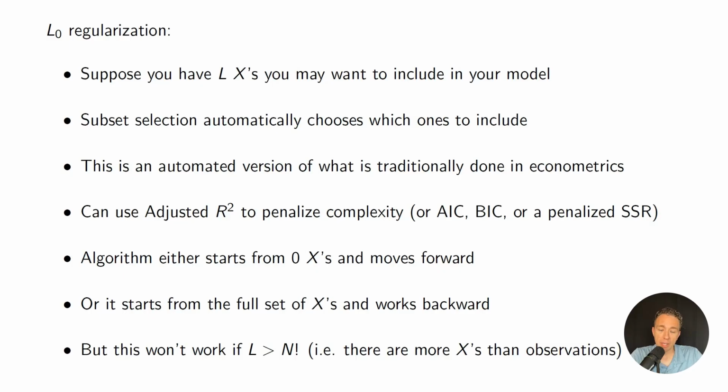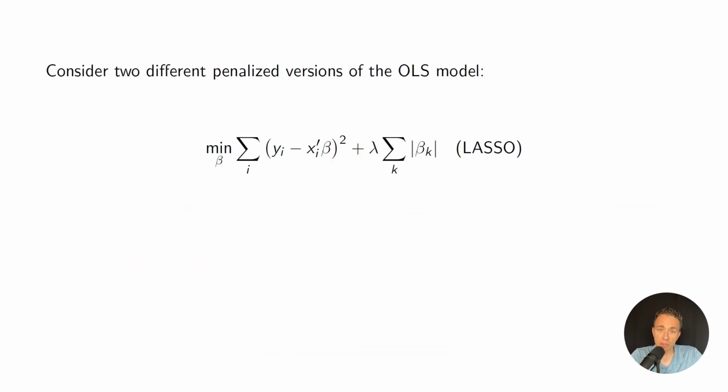And then the main weakness of this L0 regularization is it only works if we have fewer covariates than rows of our data. But in a lot of applications, so-called high-dimensional applications, there's actually more covariates than there are rows of data. And this violates the OLS rank and order conditions, and so we need something different for this case. And that's where we get to lasso and ridge.